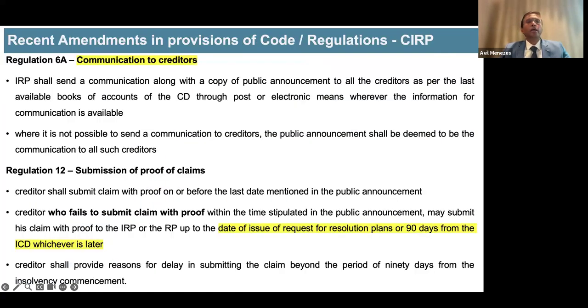So I'll quickly run through some of these recent amendments. The amendment which has come recently is Regulation 6, which deals with communication to creditors. That means you will have to reach out to all the creditors through post or electronic means based on the information available. If the information is not available, then the public announcement would be deemed to be the communication. If you don't do this, then probably the IBBI or the IPAs may come after you.